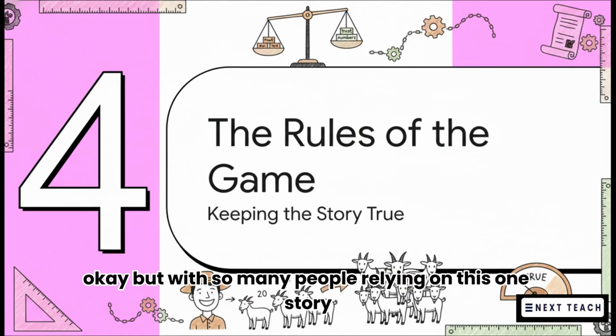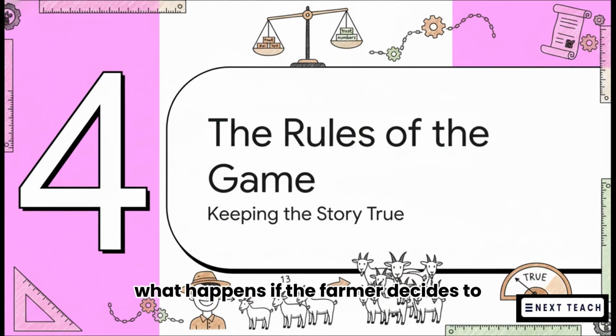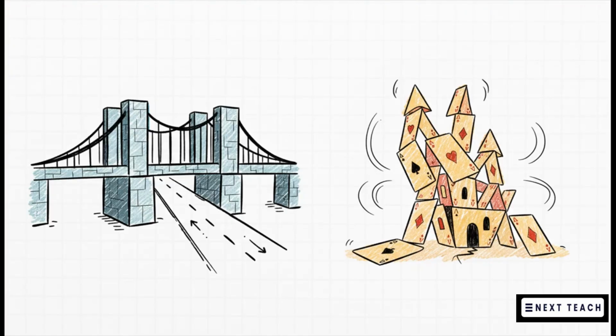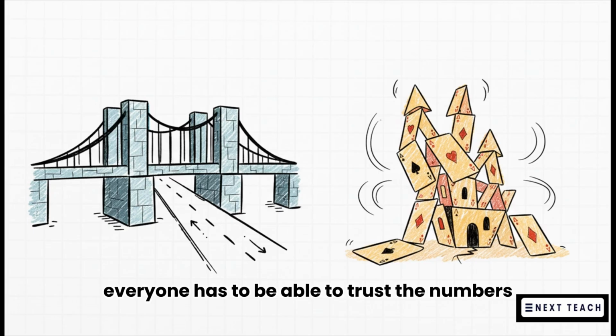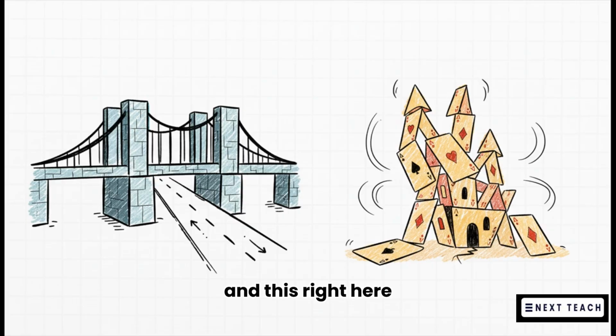Okay, but with so many people relying on this one story, what happens if the farmer decides to embellish a little? What if he says he has 20 goats when he really only has 13? For this whole system to work, for anyone to believe the story, there have to be rules. Everyone has to be able to trust the numbers. And this right here is the absolute key to the whole thing.